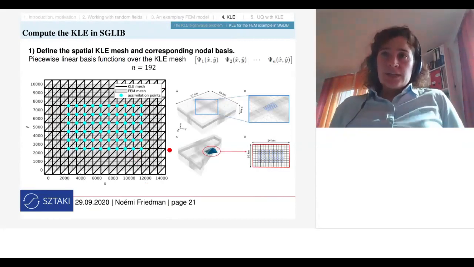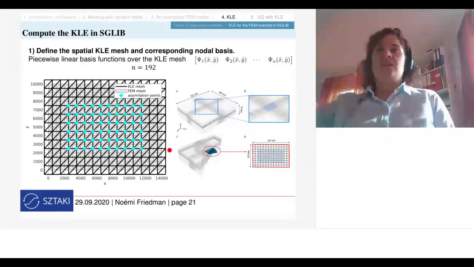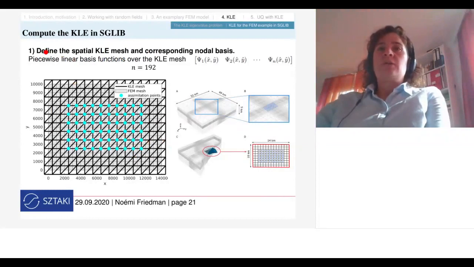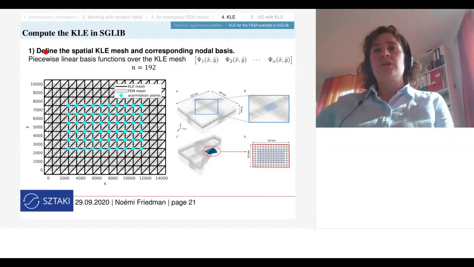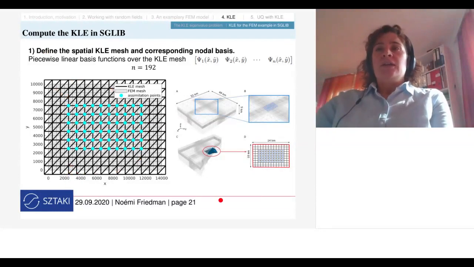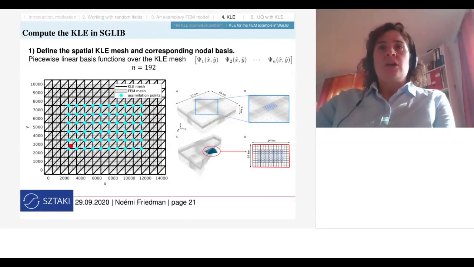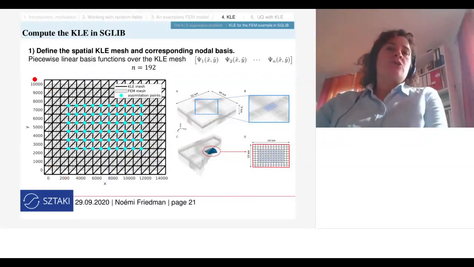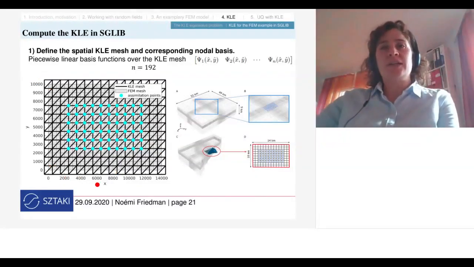Okay, now how do I do this? I show you with the help of the sglib library package. First of all, the first step is to get a mesh, because I said I am using for the eigenfunctions some nodal basis, which is defined over this KLE mesh that I show you here. And we actually have two different meshes for the finite element model and for the KLE. And this is just because of computational convenience.